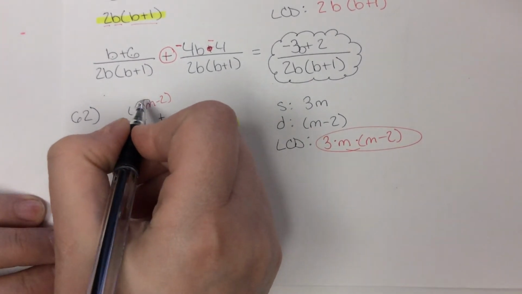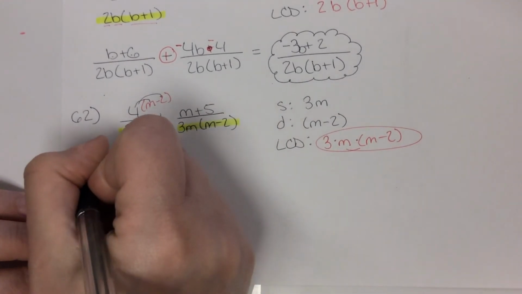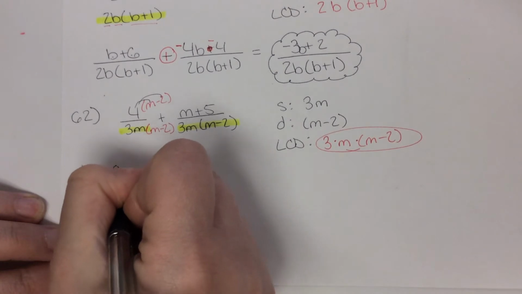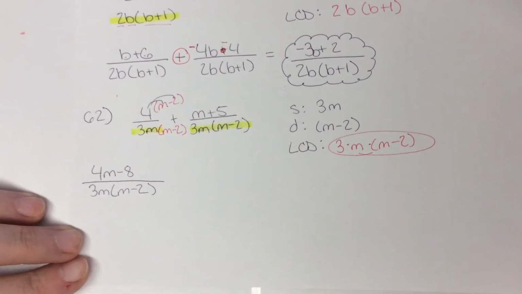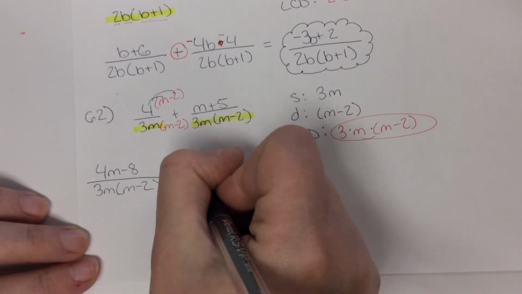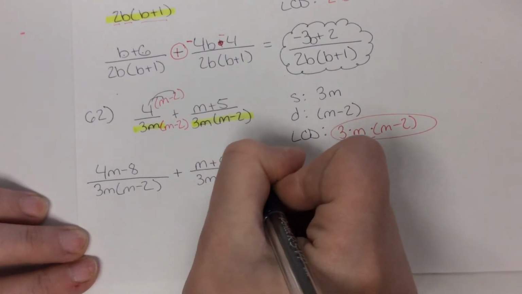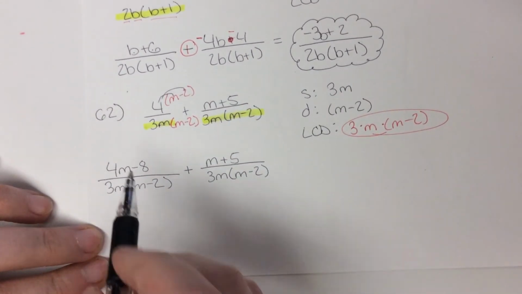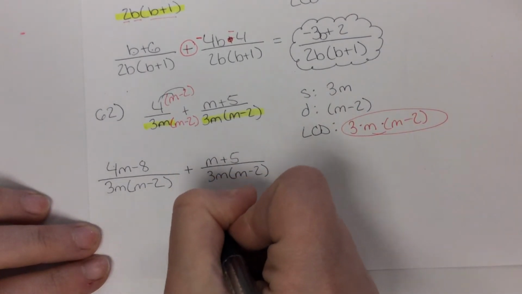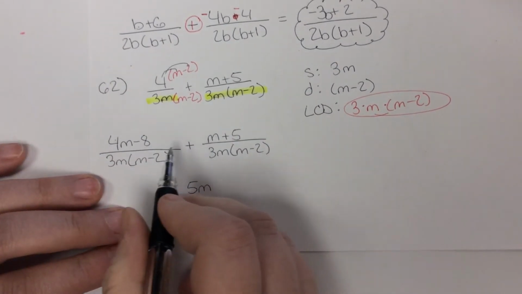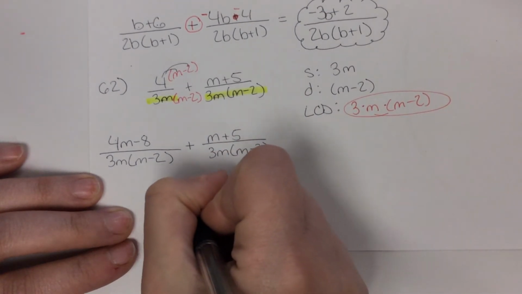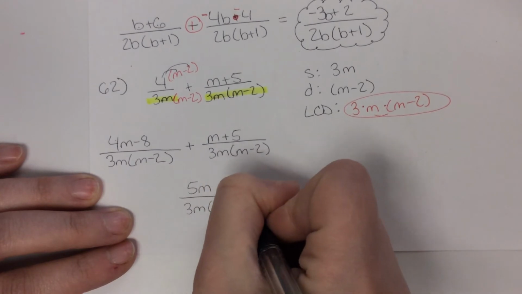So let's distribute. 4m minus 8 over 3m, m minus 2. Okay. Plus, leave the second fraction alone. That denominator already had everything it needed. Okay, so this is addition. Let's just add across the top. 4m plus m is 5m. I'm going to put this answer down here this time because I have a little extra room. 5m and negative 8 plus 5, minus 3, over 3m, m minus 2.